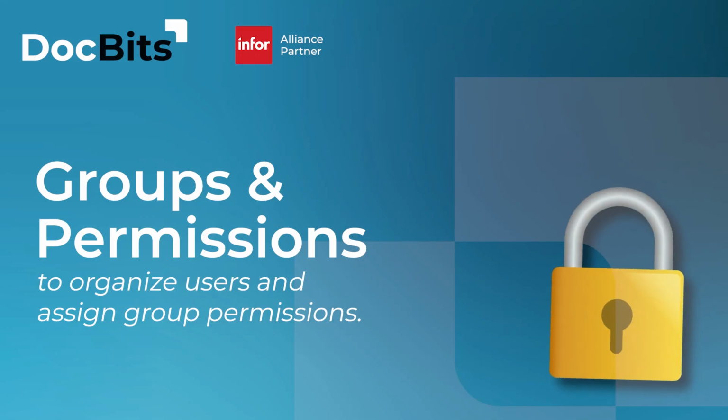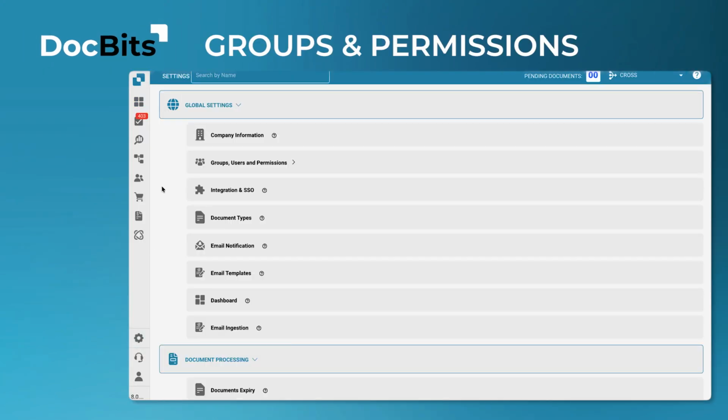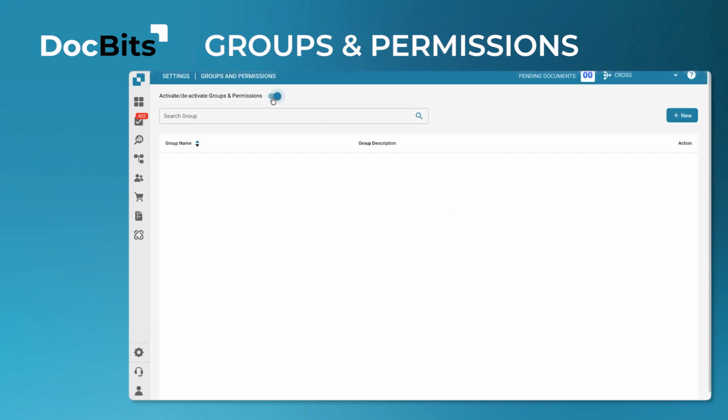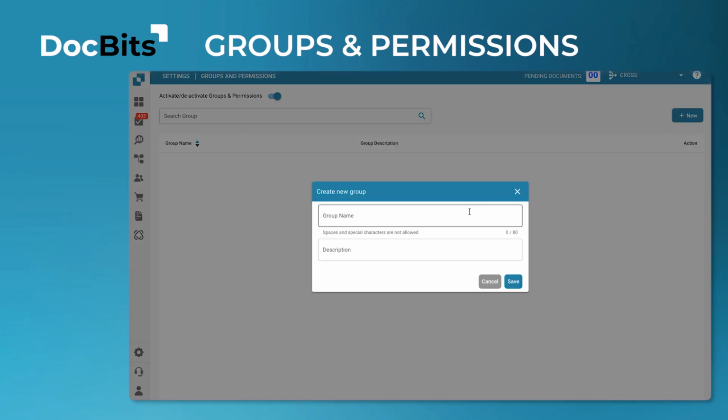In DocBits, groups and permissions allow you to organize users into groups and assign shared permissions to everyone in that group. You can find this feature under Settings, Global Settings, Groups, Users and Permissions, Groups and Permissions. Once the feature is activated, click New at the top of the page, enter a group name and, optionally, a description. Click Save to create the group.